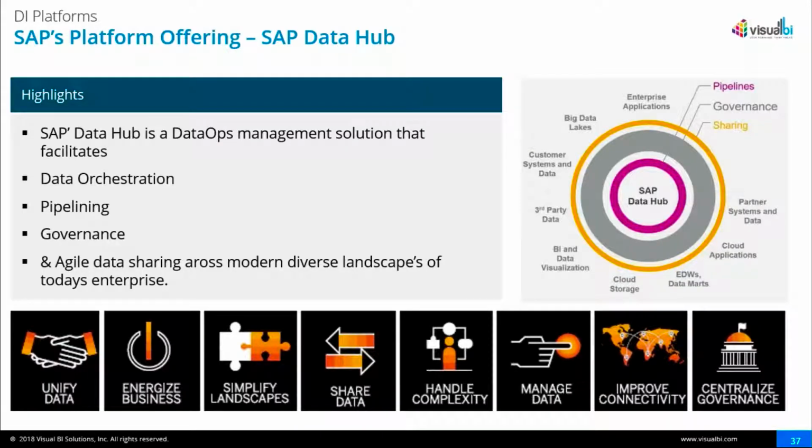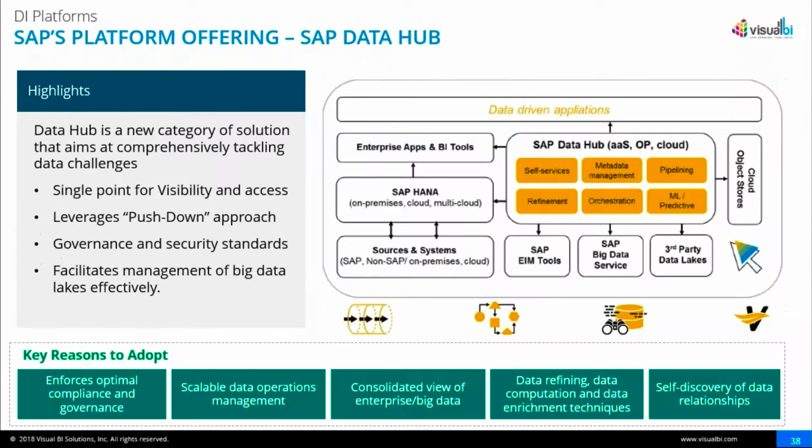SAP's platform offering is SAP Data Hub. SAP Data Hub is a DataOps management solution that can do the orchestration, pipelining and agile data sharing that you need in this complex landscape that enterprises manage. So it's a new kind of offering that gives the ability to comprehensively tackle the data challenges that you have. If you look at the architecture on the right, you see the SAP Data Hub, and it can connect to enterprise BI tools, it can connect to SAP HANA, and SAP EIM tools.